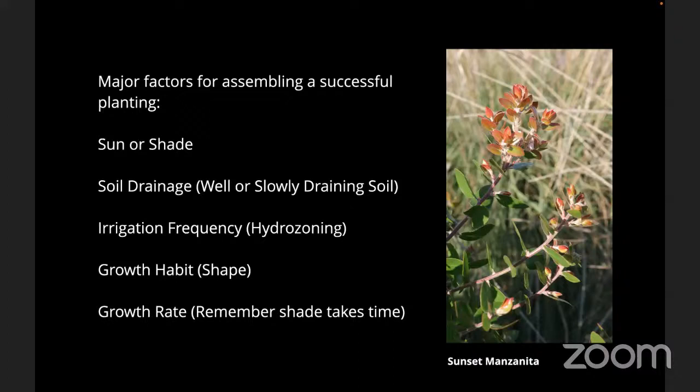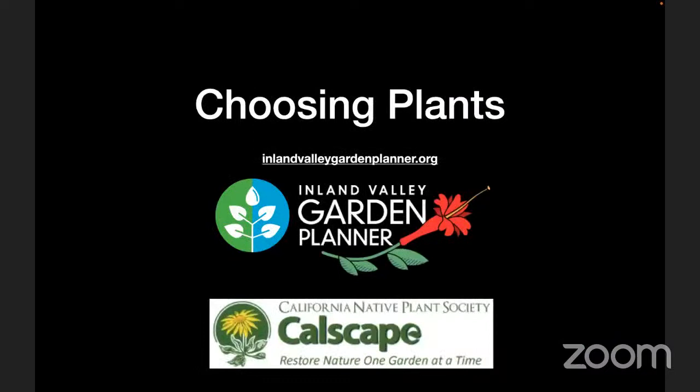But once you know your drainage, if it's well draining or slowly draining, then it becomes kind of easy. Sun/shade, the amount of space it needs, irrigation frequency. Those are the big things. And so now we're going to do a couple of demos for those resources that I mentioned, top resources for choosing plants.